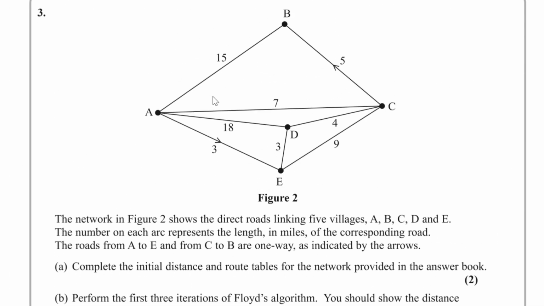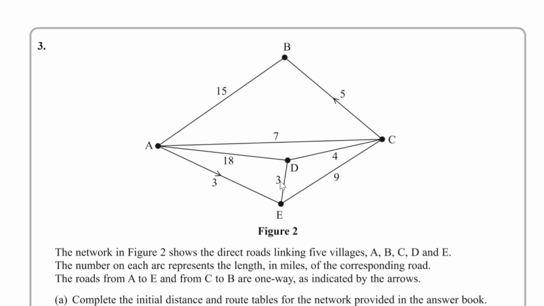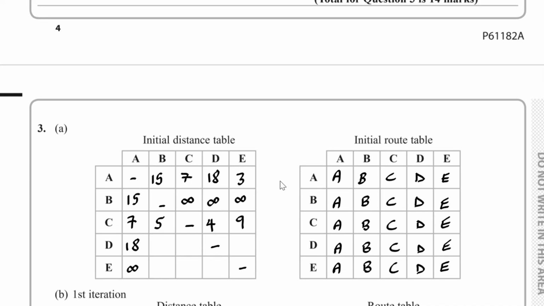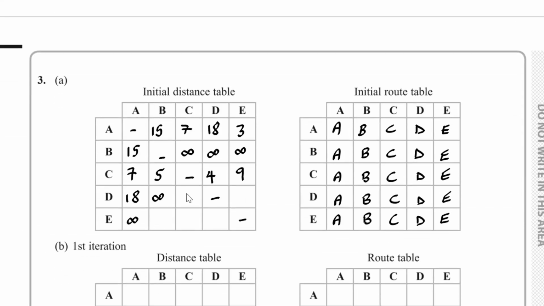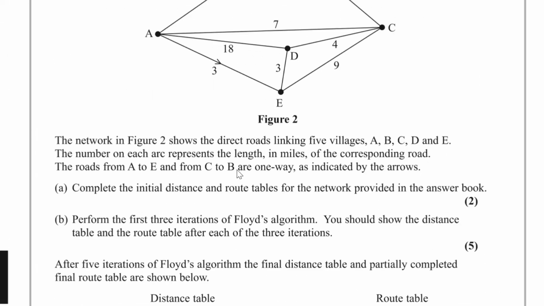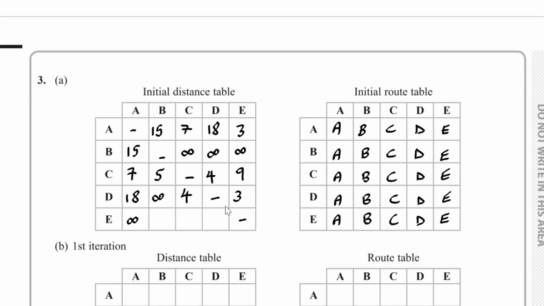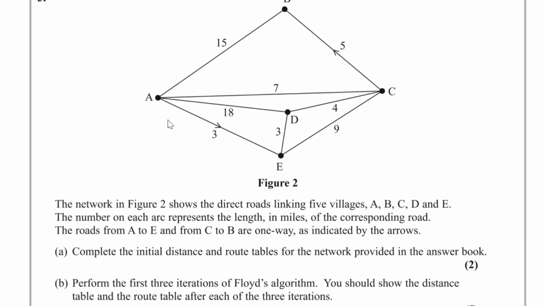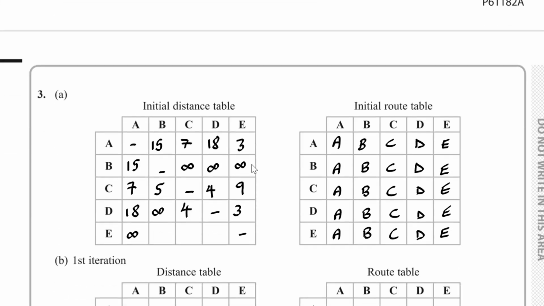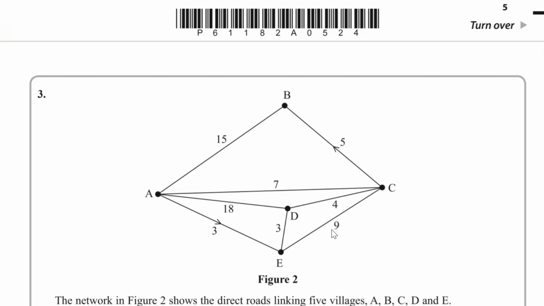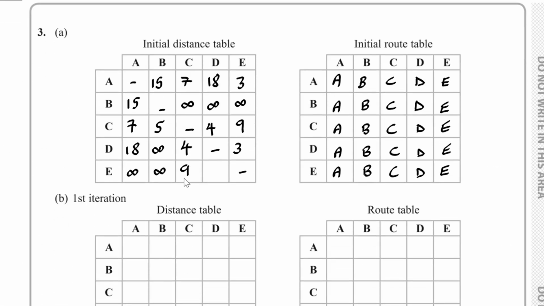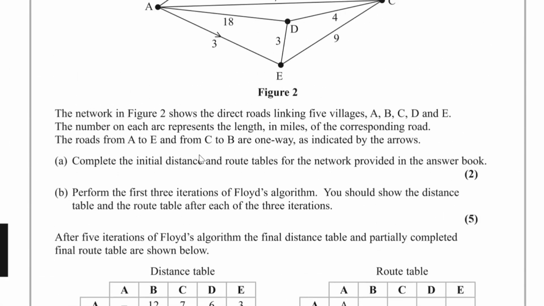D to B, start at D, finish at B, there's no one way we can go from D to B, and therefore we fill that in with an infinity. Start at D, finish at C, that would be 4. Start at D, finish at D, obviously we fill that in with a blank. Start at D, finish at E, so DE, that would be 3. E to B, start at E, finish at B, no direct way of doing that, so we have an infinity here. E to C, start at E, finish at C, well, we can do that, that would be 9, so we have 9 here. And E to D, start at E, finish at D, that would be 3.